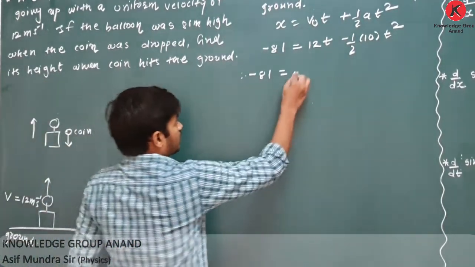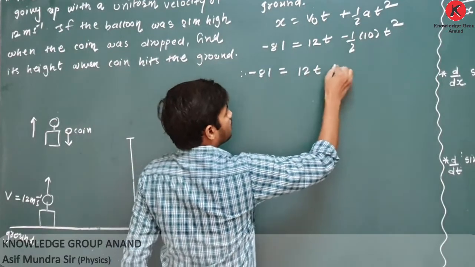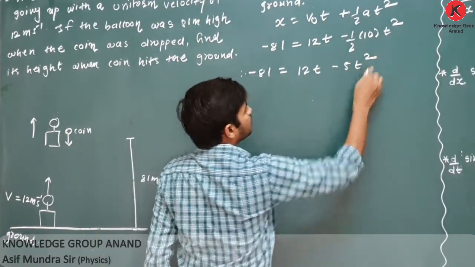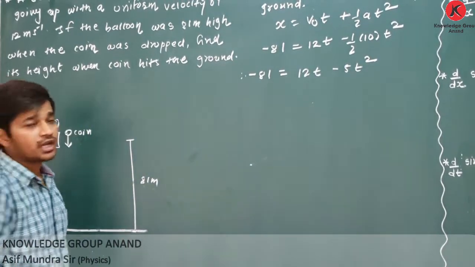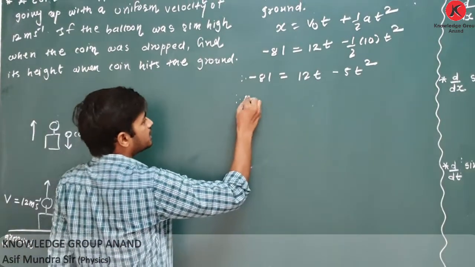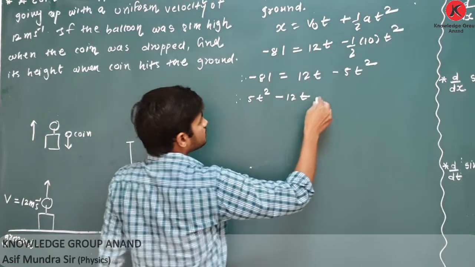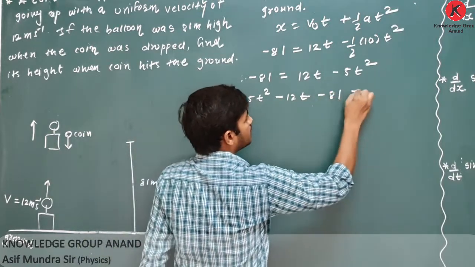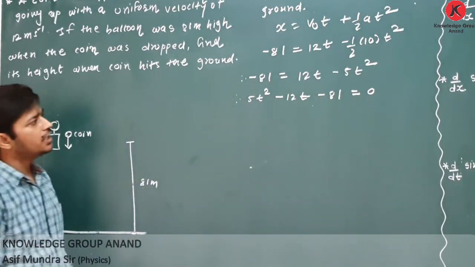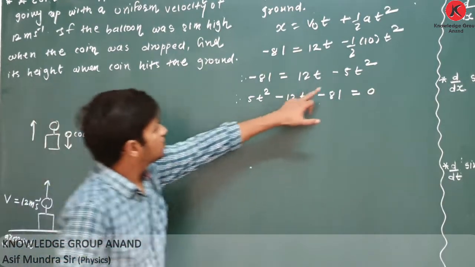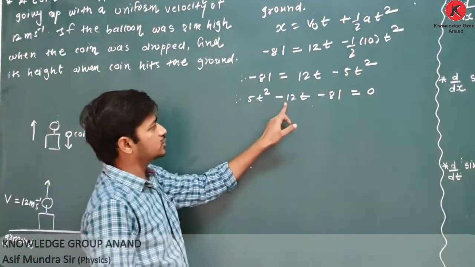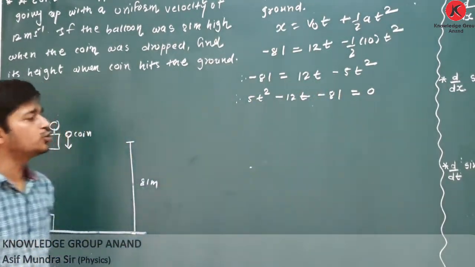Okay, now see, it is 12t minus 5t square. Now how to write this? Therefore it is 5t square minus 12t minus 81 is equal to 0. Okay, if you simplify this, 5t square on this side, minus 12t and minus 81 is equal to 0.